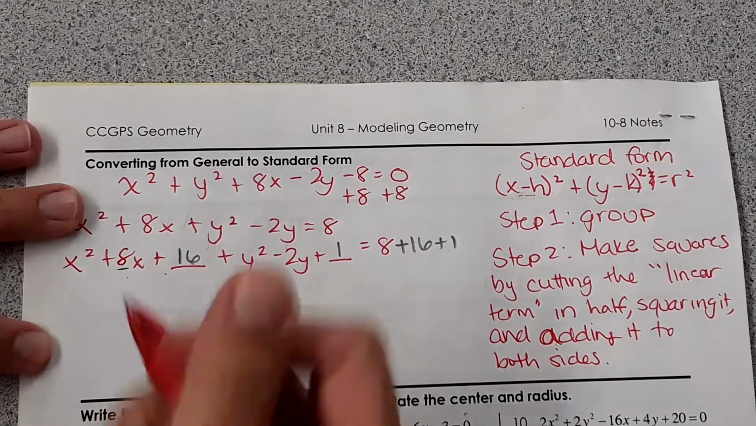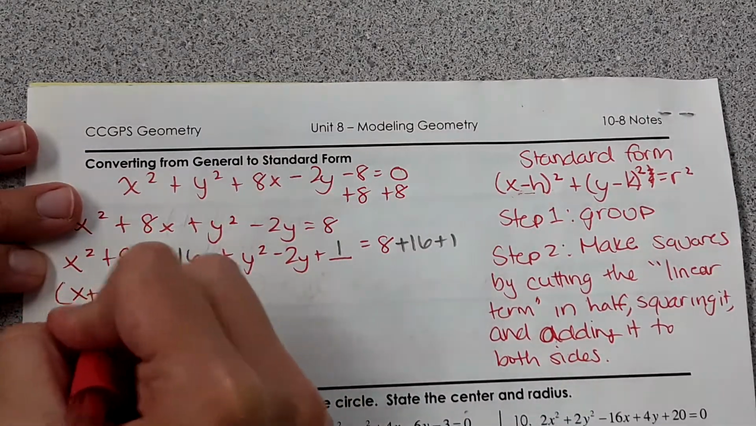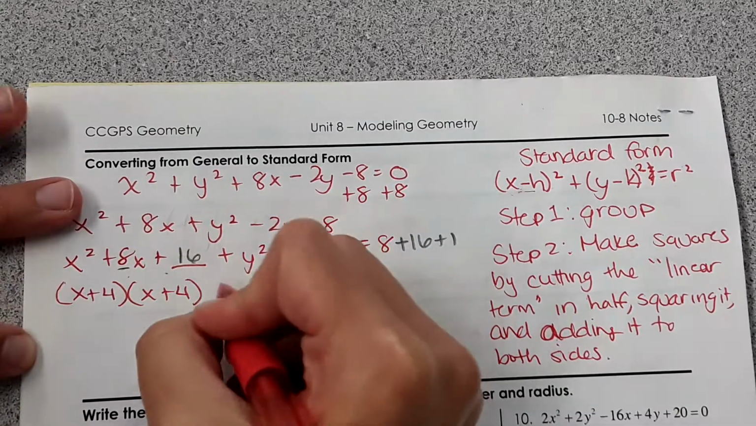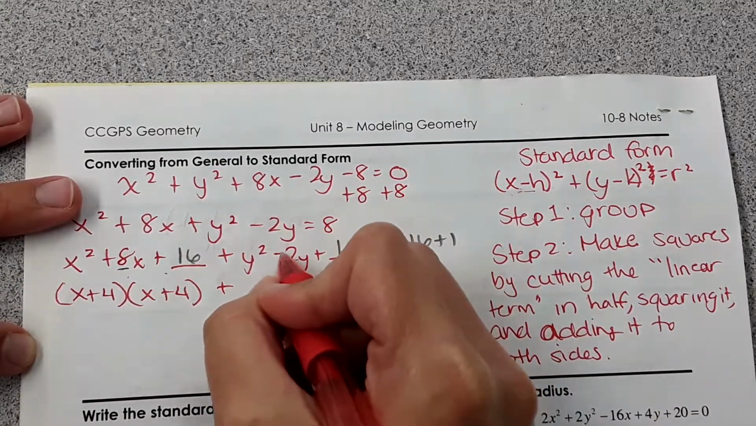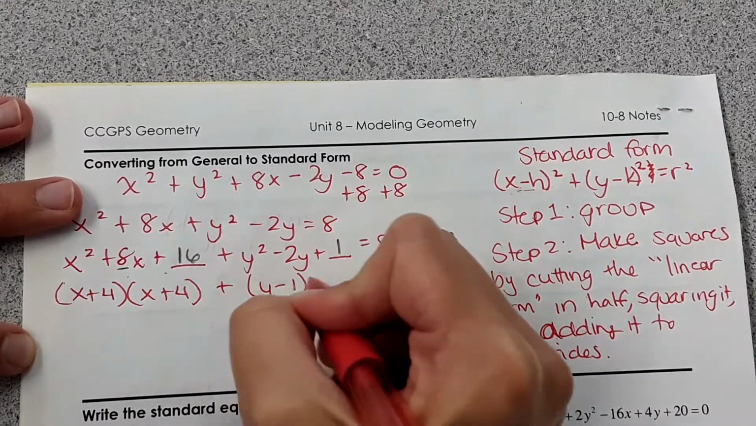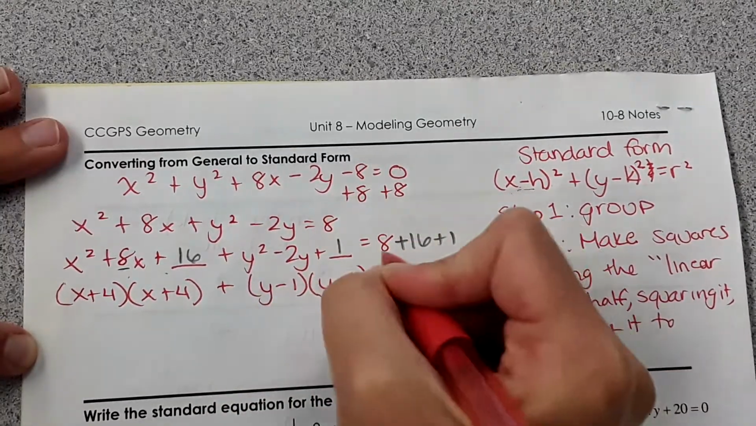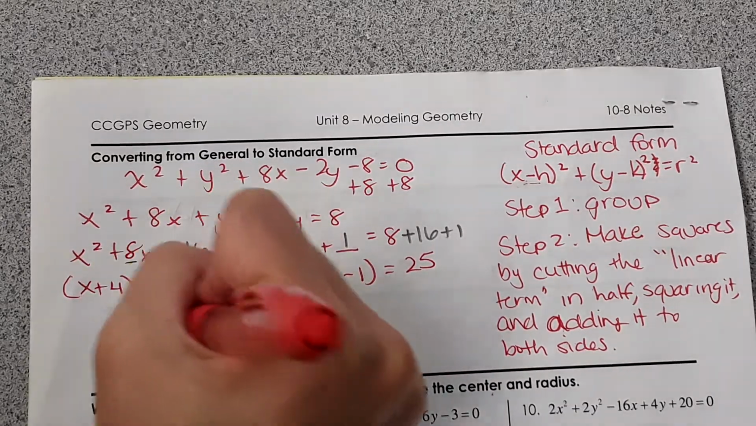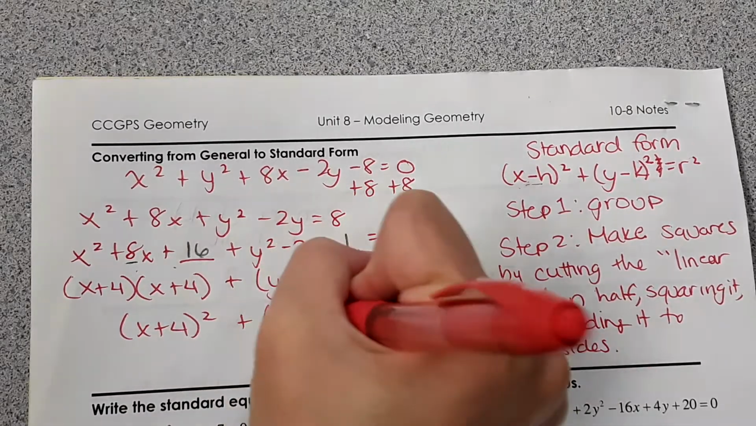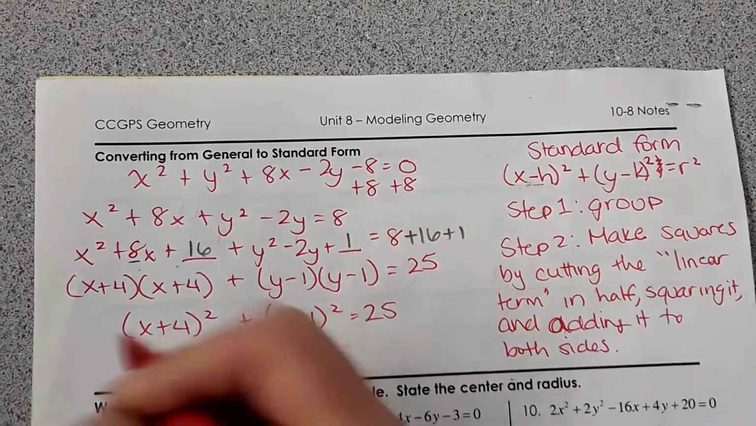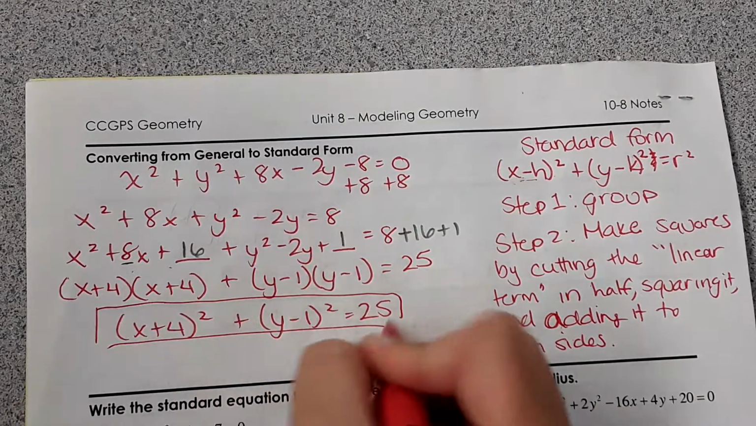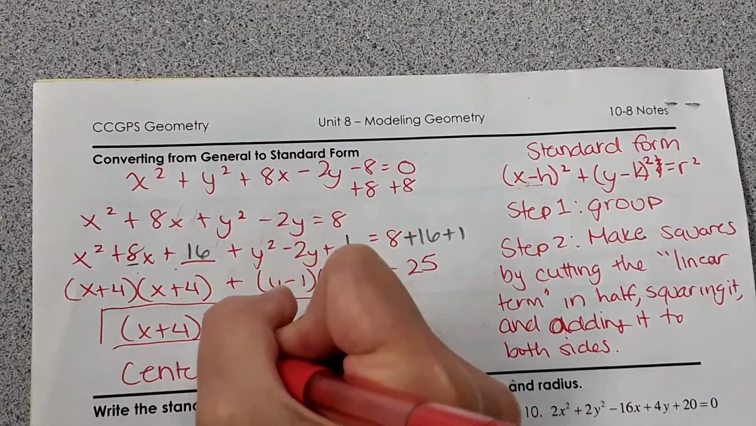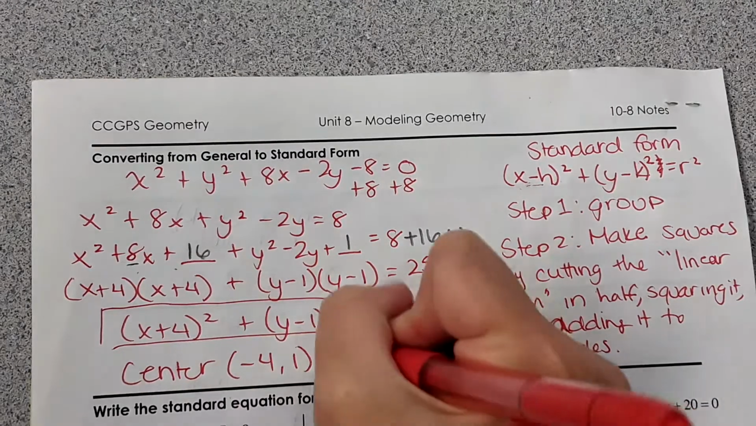Then we can factor this. So the factors for this would be x plus 4, x plus 4. And for this one, because there's that subtraction symbol here, it's y minus 1, y minus 1 equals 25. So then you have x plus 4 squared plus y minus 1 squared equals 25. That's your standard form. Your center would then be -4, 1, and your radius is 5.